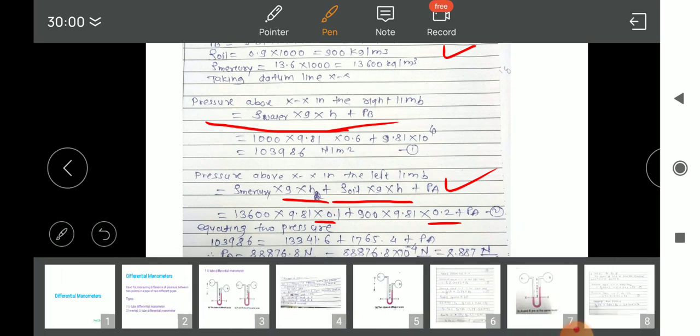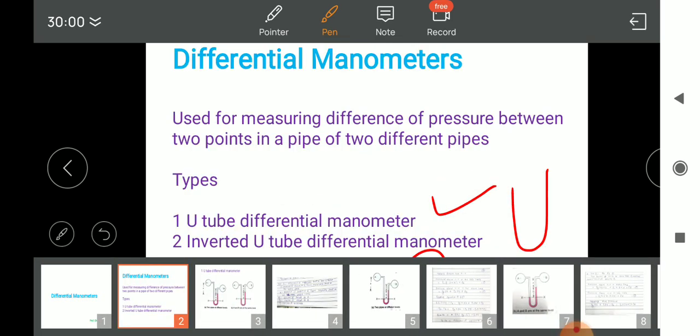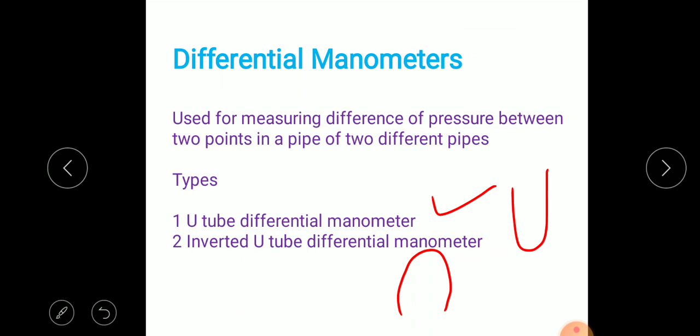So like this we can consider different manometers. We have considered the differential manometers for measuring the difference in pressure at two points, which may be in the same pipe or in two different pipes. For measuring large pressure changes we use U-tube differential manometers, and for small pressure changes we use the inverted U-tube differential manometer. So we have covered the numericals on the differential manometers. Thank you.